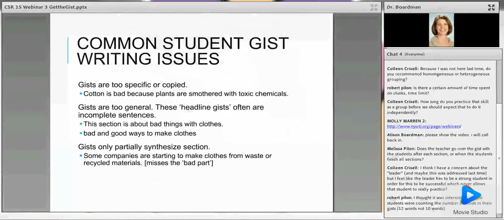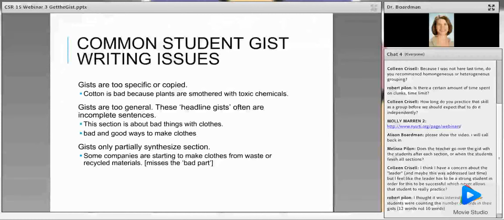So from the work of this learning log study and what we've also observed over the years, common problems with GIST, so GISTs that don't capture the essence or the main idea of a section, are often too specific or copied. So an example from the section we just read, well, that number 1 GIST is an example. And here is another one. Cotton is bad because plants are smothered with toxic chemicals. So that's a detail. It is not capturing the essence of that section.